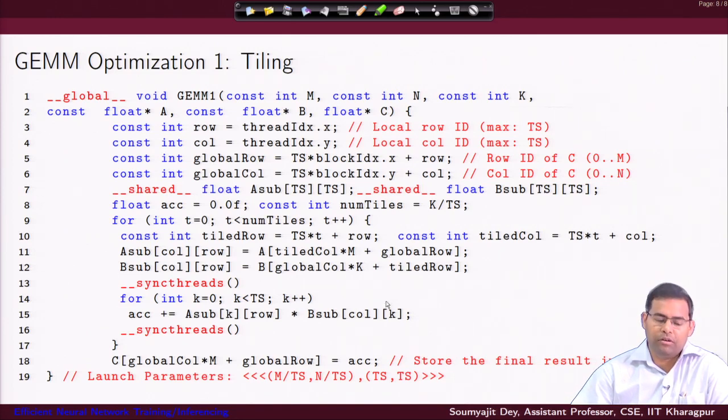Well, of course, we have understood that this is the most important operation for neural network training, and it is also going to be popular with many other kinds of workloads. So, this needs to be optimized, right. So, right now all our efforts will be in terms of optimizing this GEMM kernel.